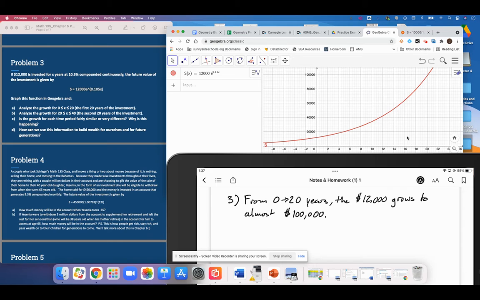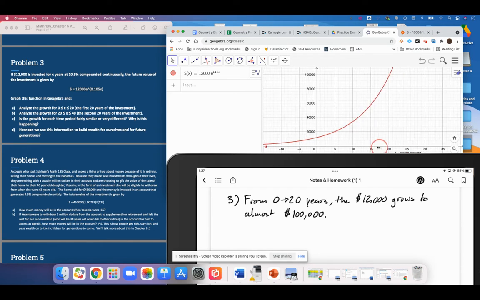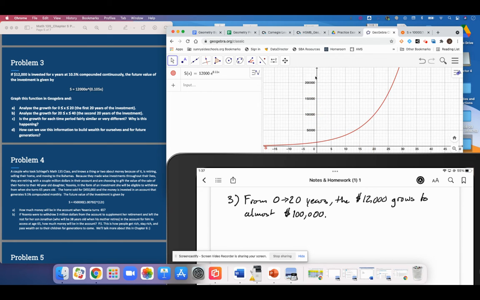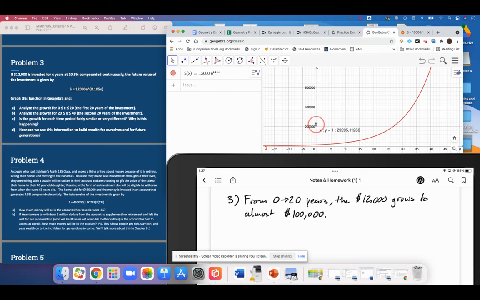So over the first 20 years, the $12,000 grows to about $100,000. So that's pretty good still. Even though I was talking about it earlier as only being 10 years, that's still pretty significant growth. So then from 20 years to 40 years, let's take a look. And so you can see the gigantic gap here between 20 years down here and 40 years up here. That's insane. This investment grows from about $100,000 in 20 years to about $800,000 in the next 20 years.